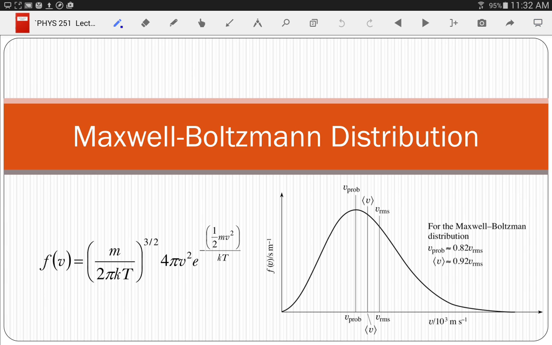This Maxwell-Boltzmann distribution is calculated to be the distribution of speeds you'll have if you have an ideal gas and just having those collisions between atoms.